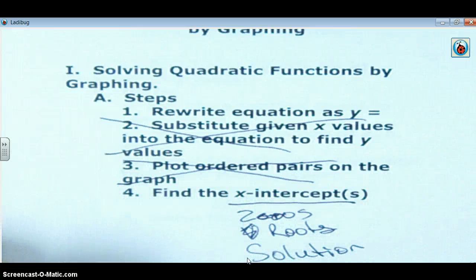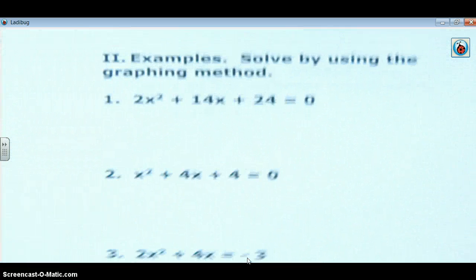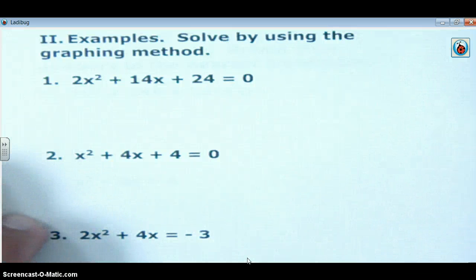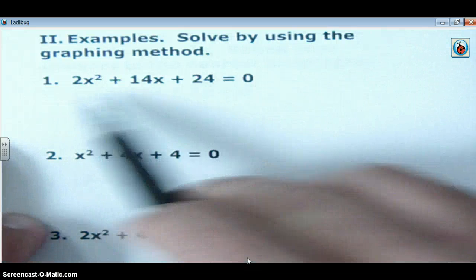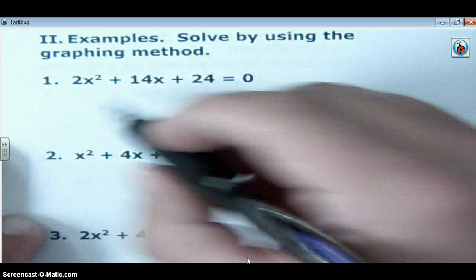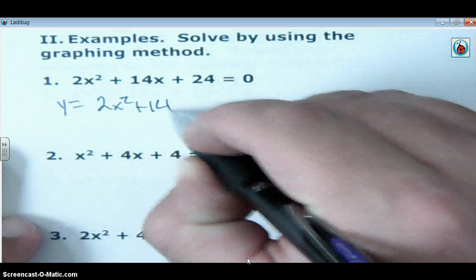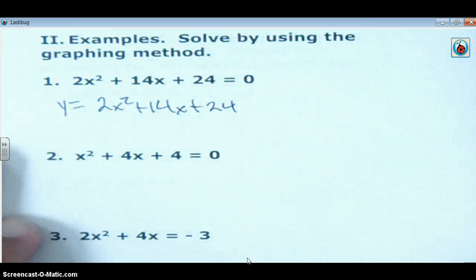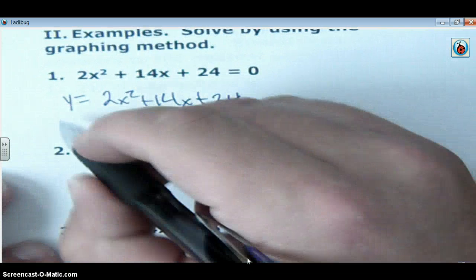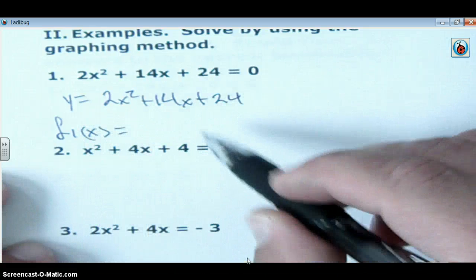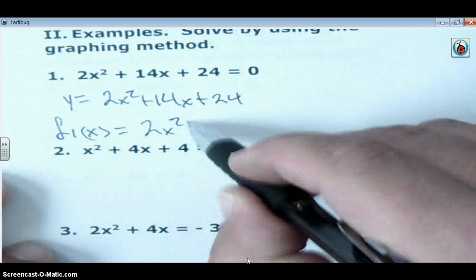to my quadratic equations. Alright, so slide these notes over to the right side, and we have these 3 examples that I want to do. Alright, so question number 1, first things first, is it solved for 0? If it's solved for 0, then it can be rewritten as y equals 2x squared plus 14x plus 24. Alright, and if I have it looking like that, I can put it in my calculator for f of 1x equals the same thing.